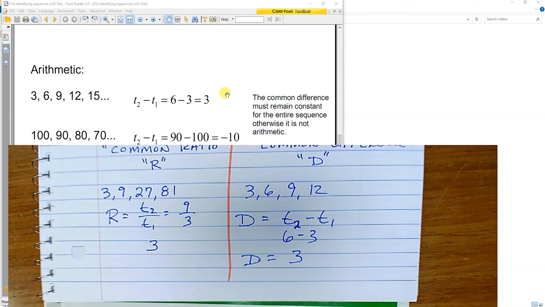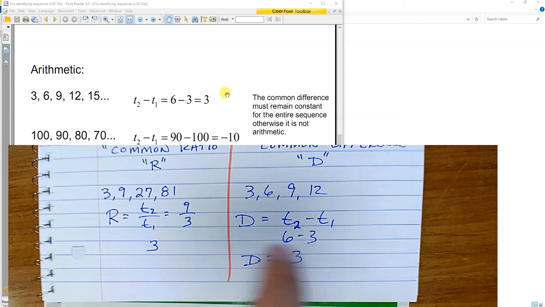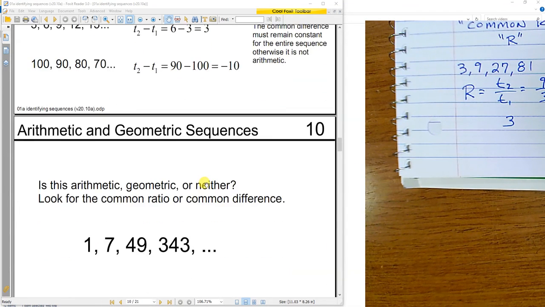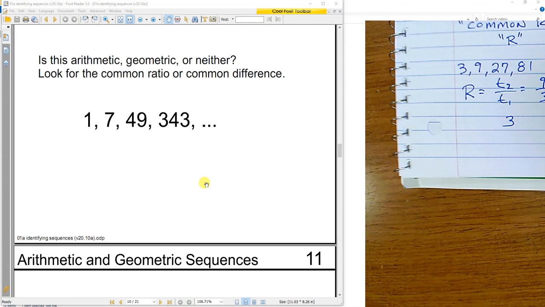Common difference. So if I have a common ratio, I know it's geometric. If I have a common difference, I know it's arithmetic. And with that, I think we can start doing some problems.